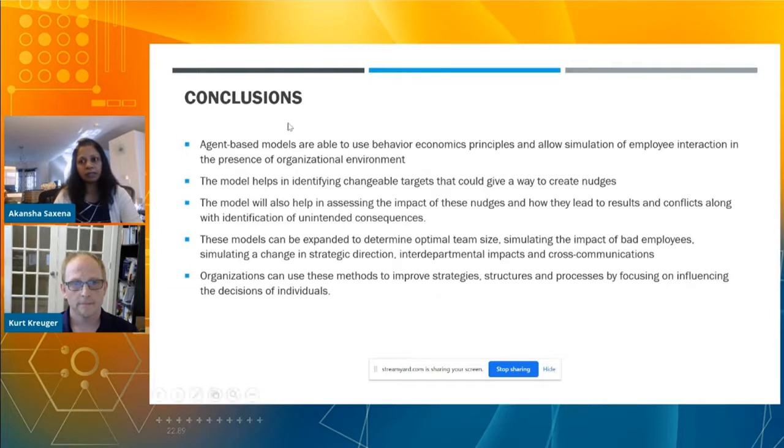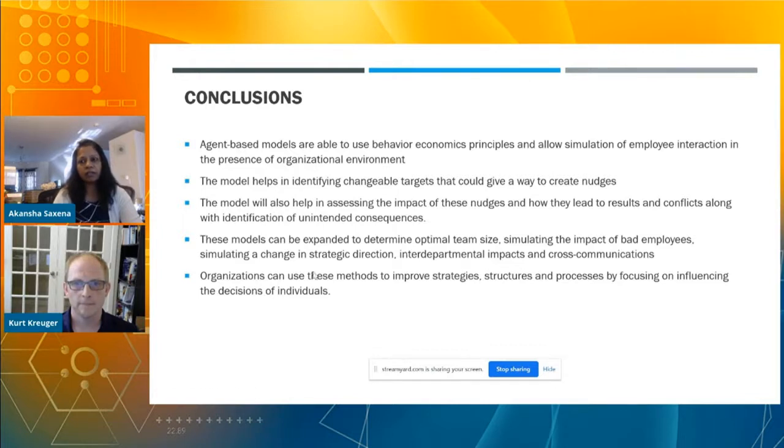But in conclusion, what we found was that we were able to apply agent-based model to essentially combine behavioral economics principles and then apply it to the organizational settings and simulate employee interaction. The model definitely helps us identifying what could be the targets that we can change, and then can we create nudges or not. So essentially, once we know what nudges we can create, this model will also help us in assessing the impact of these nudges, and then how they can lead to a positive or a negative result.